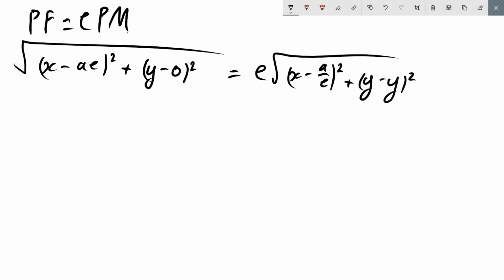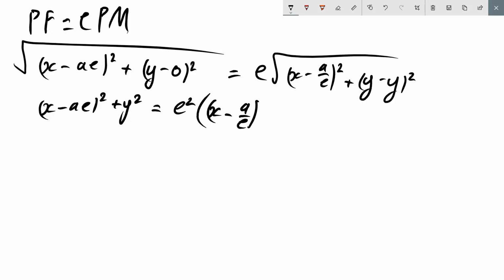I'm now going to square both sides and simplify a little bit. So x minus ae squared plus y squared is going to equal e squared lots of x minus a over e squared. Now, you don't have to put double brackets here, but just to distinguish it, you can. So now we're going to expand both sides.